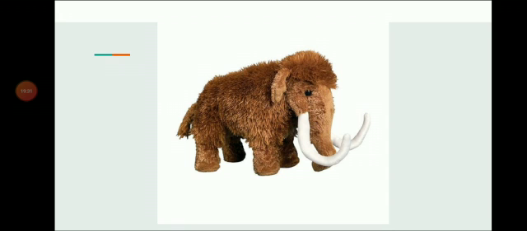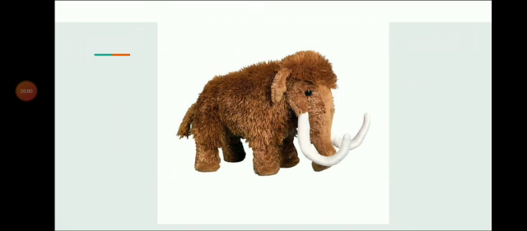Different toys are made of different materials. Some toys are made of plastic, some toys are made of wood, some toys are made of metal, and some are made of soft material like wool and cotton. So this mammoth is made of wool, therefore we are calling it woolly mammoth. And look at its long tusk and long trunk. And it has fur on its body, but the elephants do not have fur on their body.